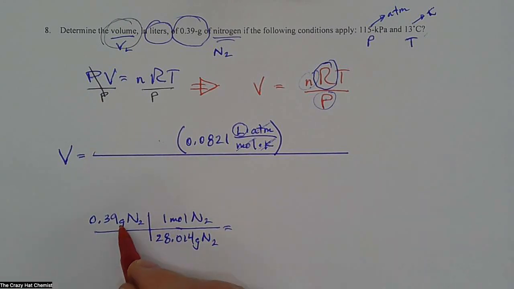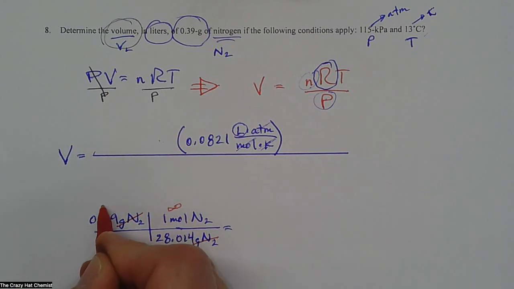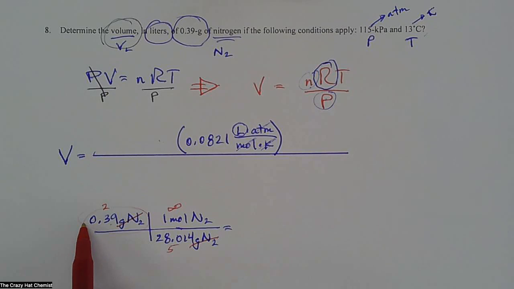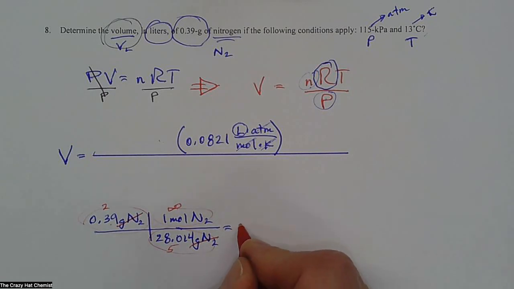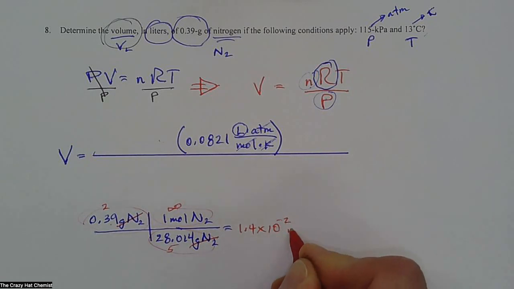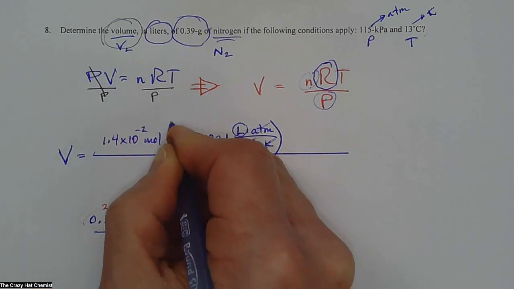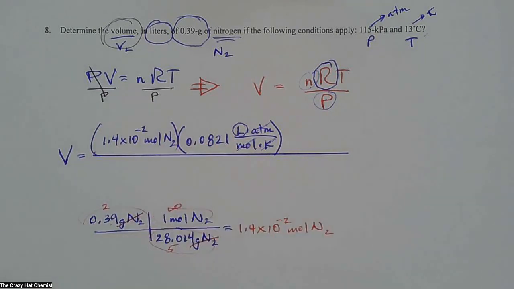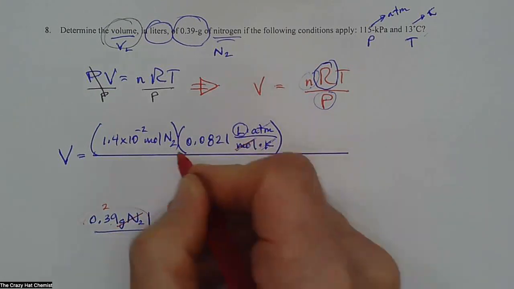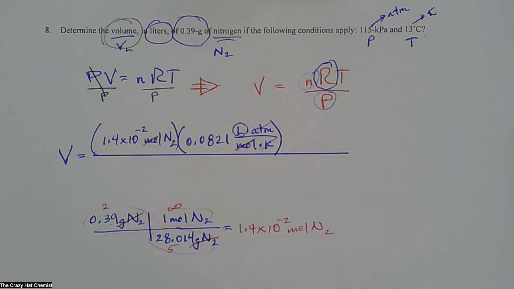You should see that our units of grams of nitrogen cancel out. This is really one-step simple stoichiometry. This has 2 significant figures, infinite, and then 5. So I'm going to have 2 significant figures. I'm going to plug this into my calculator, 0.39 times 1 divided by 28.014, and I'm going to get 1.4 times 10 to the negative 2 moles of N2. So I'm going to plug that right into this here. 1.4 times 10 to the negative 2 moles, and that is N2. So you should see that the moles will cancel out. So I should be good to go there on that.